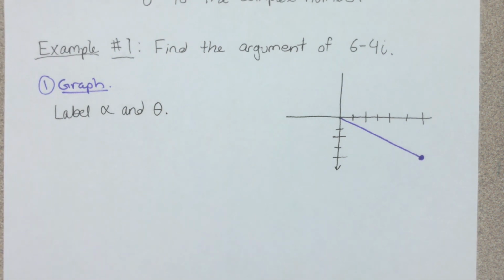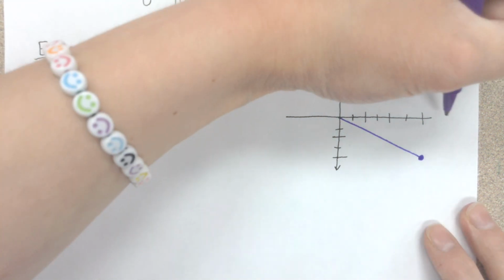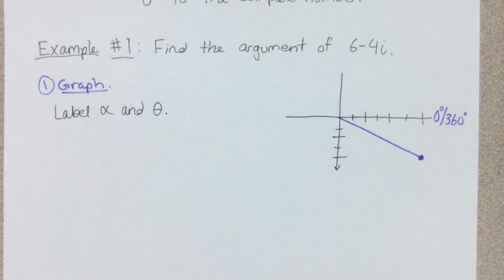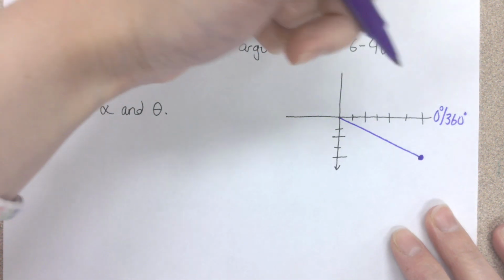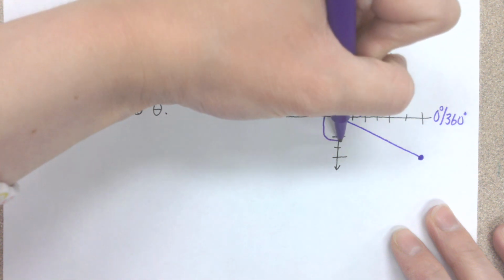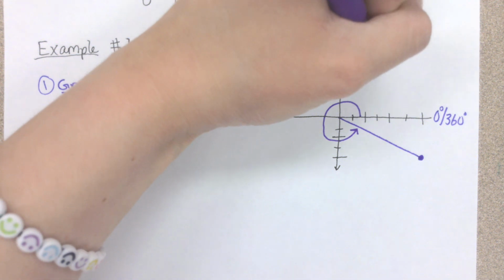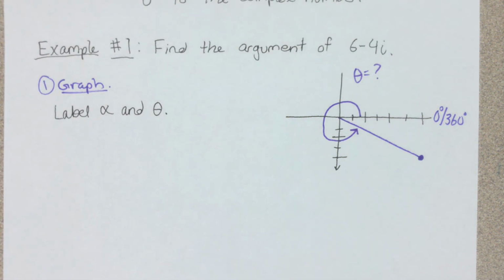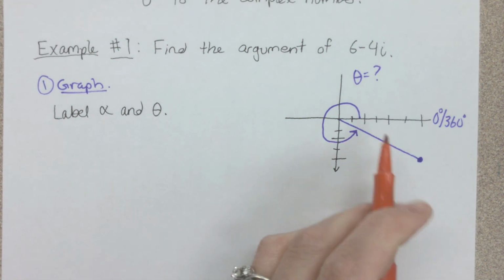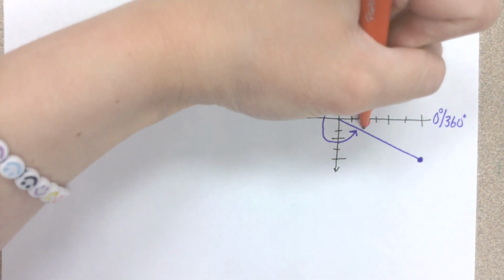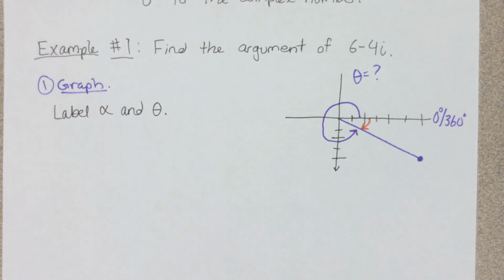Now we can label alpha and theta. Reminder, this side of the x-axis is 0 degrees and 360, depending on where you're at, which quadrant. So we start at 0 and we go all the way up to where the angle ends. That's our theta, and theta is what we're looking for. So we'll work until that is solved. Alpha is always drawn from the x-axis to our angle.